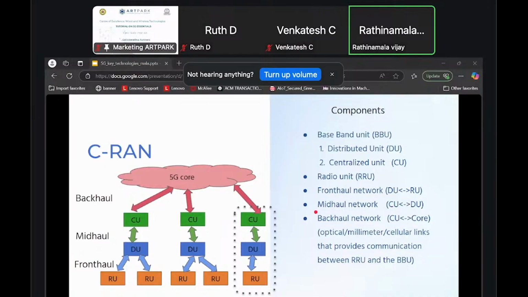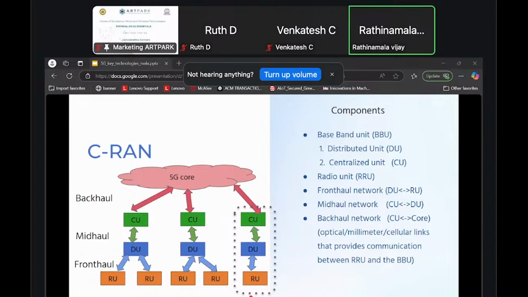So you must have learned from the previous sessions that 5G consists of major components like the core network, the gNodeB, and the user equipment, right? The gNodeB can be classified into a baseband unit and a remote radio unit, and this baseband unit can be further classified into a distributed unit and a centralized unit.